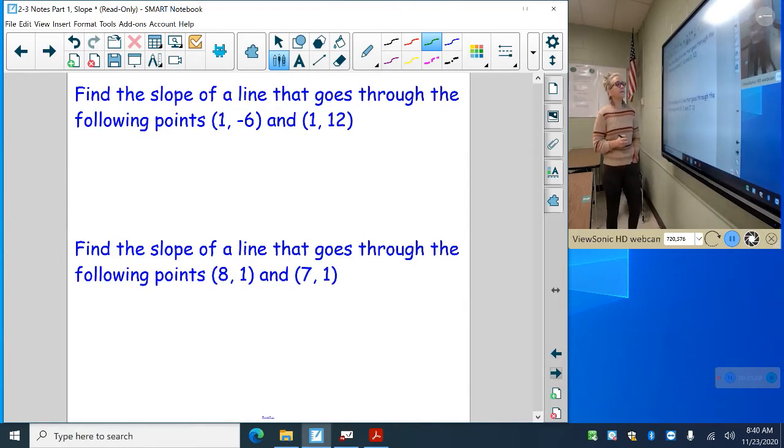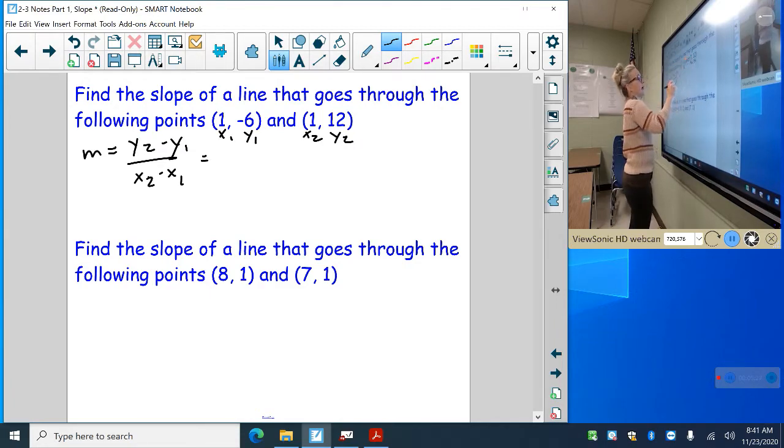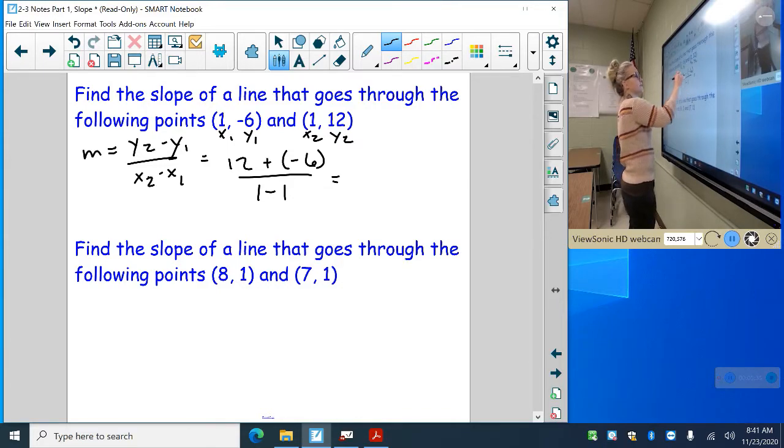All right, find the slope of a line that goes through the following points, (1, -6) and (1, 12). First thing I want to do is set up m equals y2 minus y1 over x2 minus x1. Label your points x1, y1, x2, y2, and I have 12 minus -6 over 1 minus 1. 12 minus -6 is just 12 plus 6, so I have 18 over 0.